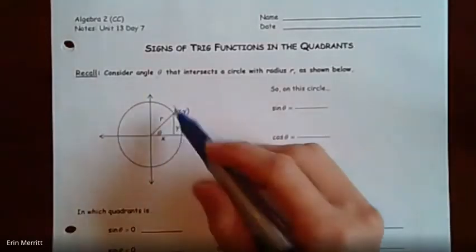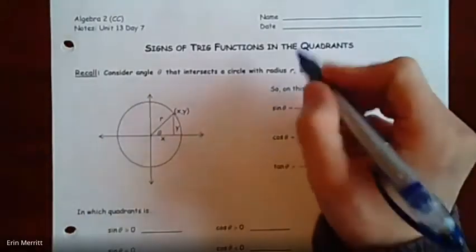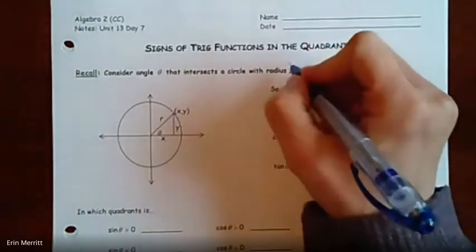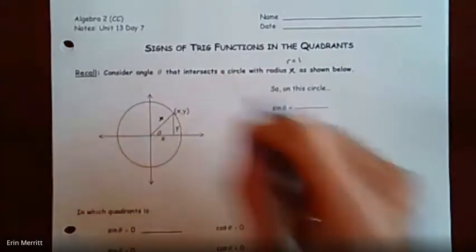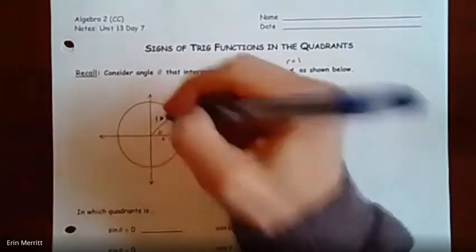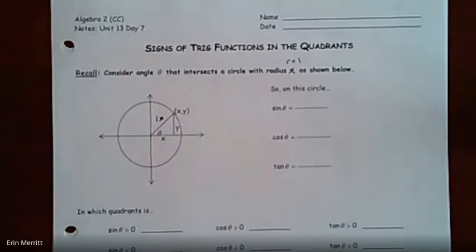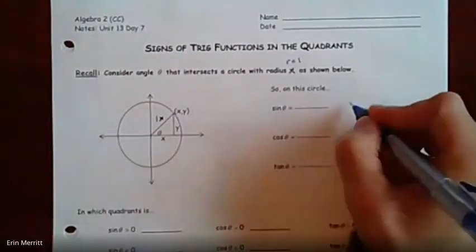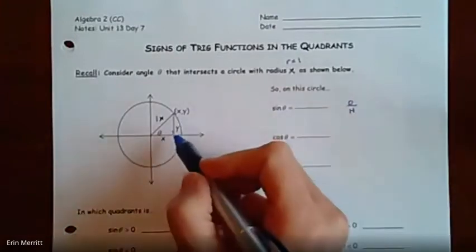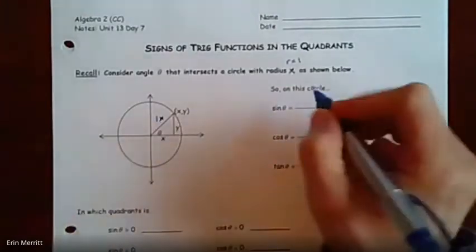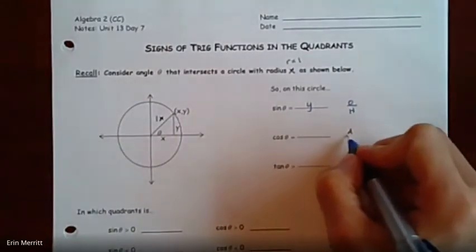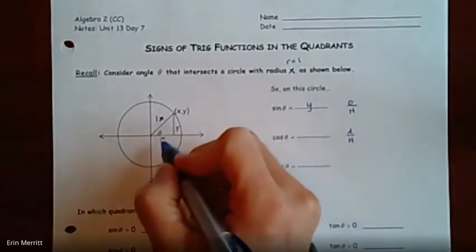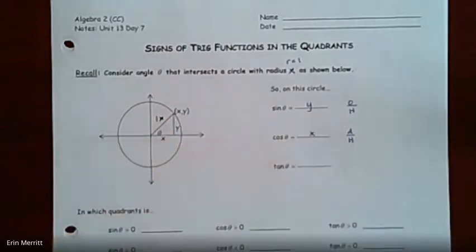So when it says consider an angle that intersects the circle, when it says radius r, we're going to make the radius just 1. We'll make it a unit circle. It makes life a little easier. So let's actually change that, and we'll make that a 1 right there. All right. So on the circle, we know that sine is always opposite over hypotenuse, but opposite over hypotenuse would just be y over 1, or y when it's a unit circle. Cosine, adjacent over hypotenuse, is the same as x over 1, or just x.